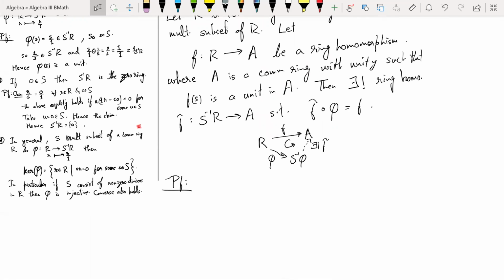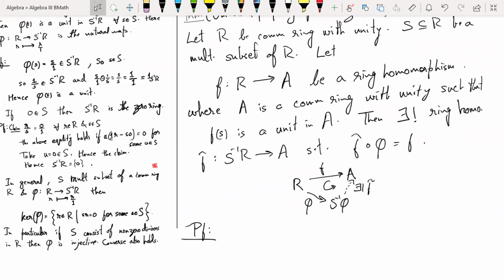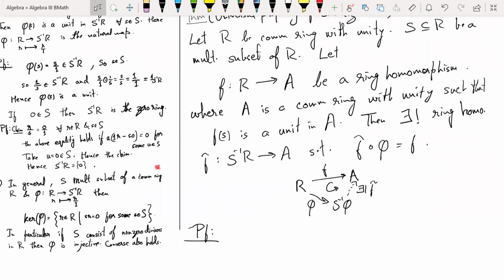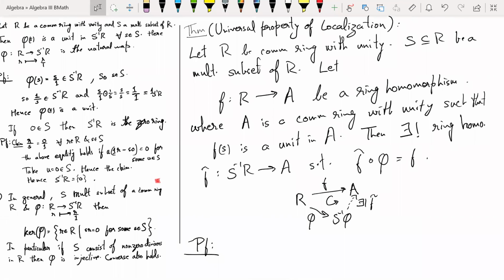Okay. So what is the proof? Excuse me, sir, over here, what exactly is S? Is it all S belonging to S, Fs is a unit in A? Yeah, for all S in S, Fs is a unit. This is what I meant. Yeah, good point. Thank you. So every element of S becomes a unit. That's what the hypothesis is: Fs is a unit for all S in S.